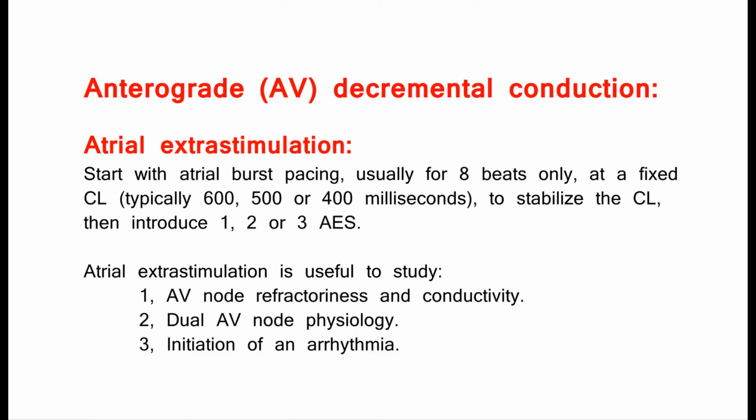Anterograde AV decremental conduction. Atrial extrastimulation. Start with atrial burst pacing, usually for 8 beats only, at a fixed CL, typically 600, 500 or 400 milliseconds, to stabilize the CL, then introduce 1, 2 or 3 EASEs. Atrial extrastimulation is useful to study: 1. AV node refractoriness and conductivity. 2. Dual AV node physiology. 3. Initiation of an arrhythmia.